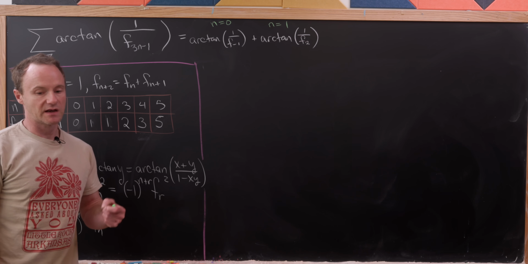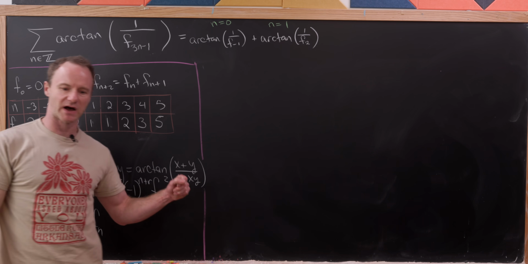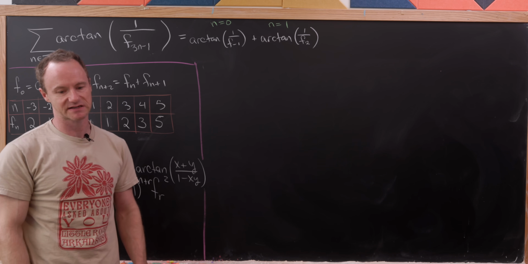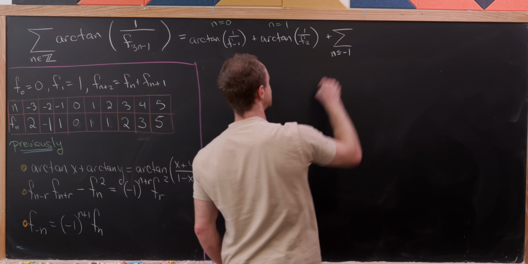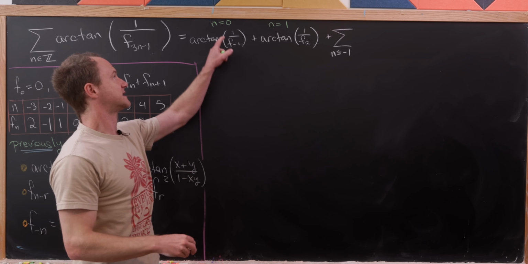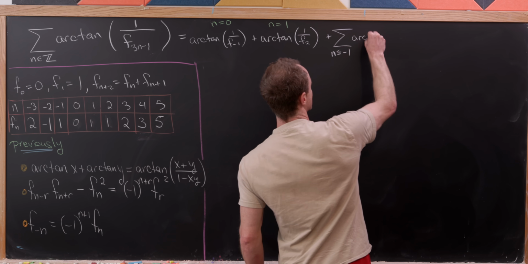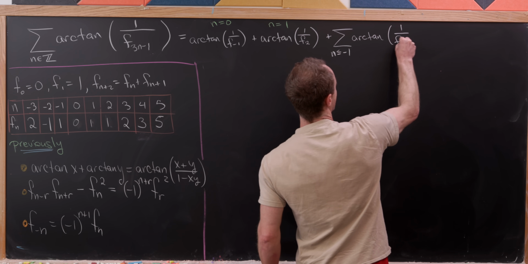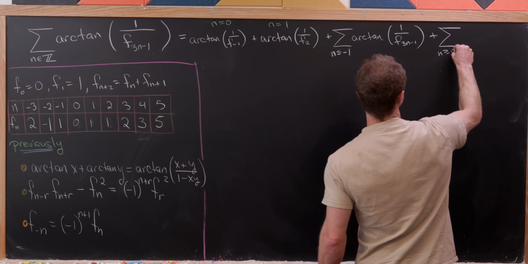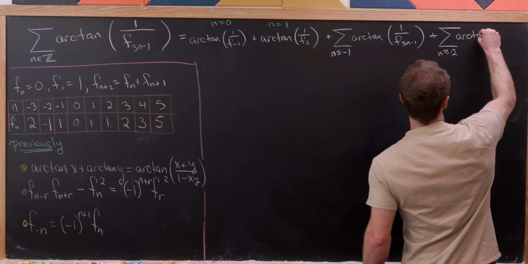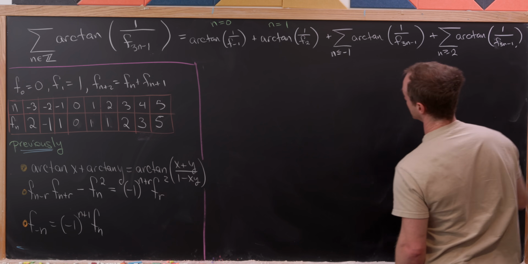But now we're going to split off into the positive sum and the negative sum. I should say the positive indexed sum and the negative indexed sum. So now we'll have plus the sum as n is less than or equal to negative 1. Notice that takes care of everything to the left of n equals 0. And then we'll have our inverse tangent of 1 over f sub 3n minus 1. And now we'll also have the sum as n is bigger than or equal to 2 of the inverse tangent of the same thing, 1 over f sub 3n minus 1.